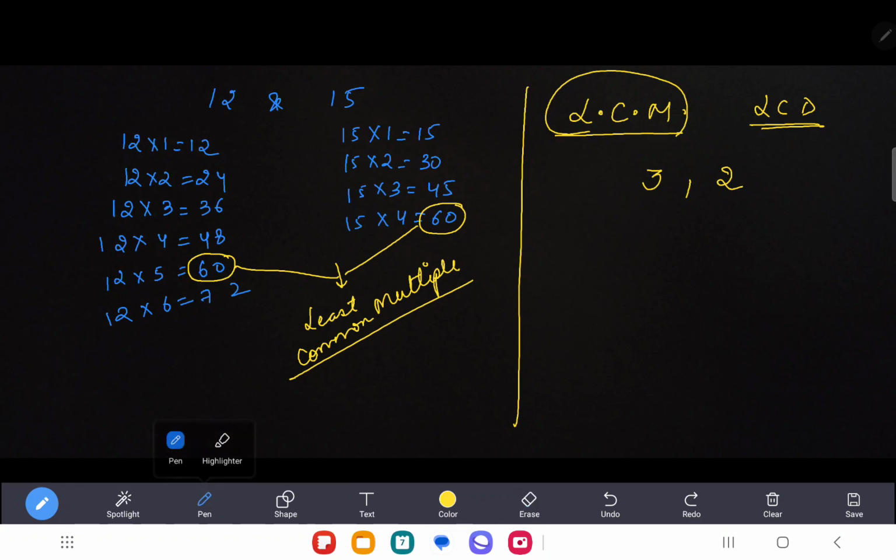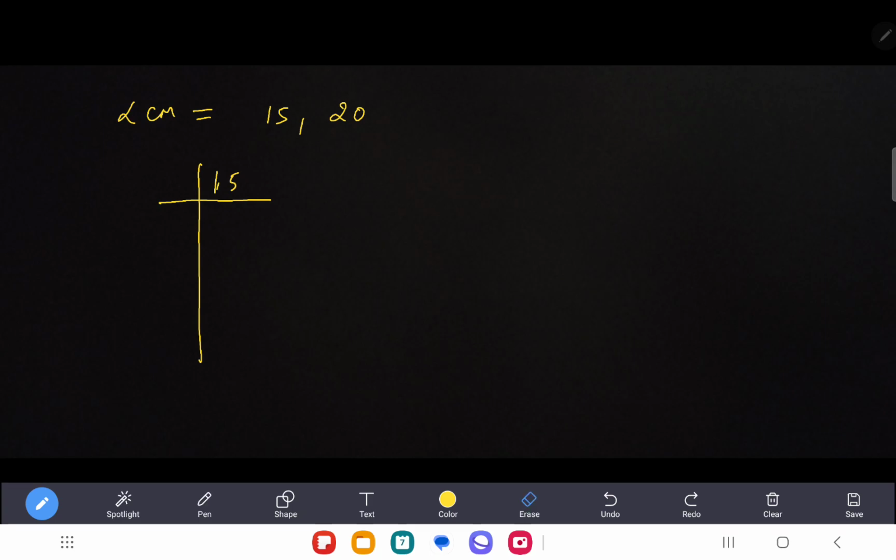For big numbers, how would you calculate the LCM, Adam? For example, you're given 15 and 20. You have to find out the LCM of 15 and 20. How would you write it down? Just see. You write down 15, make a line here, and think of the smallest possible number that can divide 15: 3. So 3 times 5 is 15. You write down 5 here, such that 3 times 5 is 15.